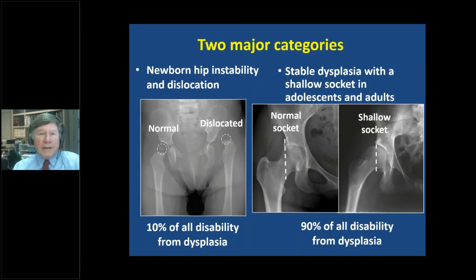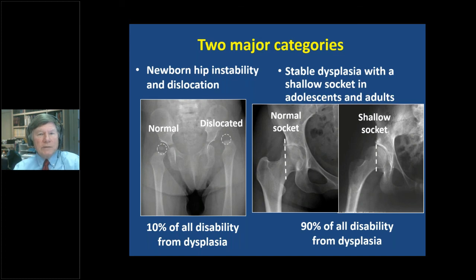There are two major categories of hip dysplasia. The type we'll be talking about today is newborn hip instability and dislocation. This accounts for about 10% of all hip dysplasia. It's one that occupies a lot of our attention because the hip can be completely dislocated.